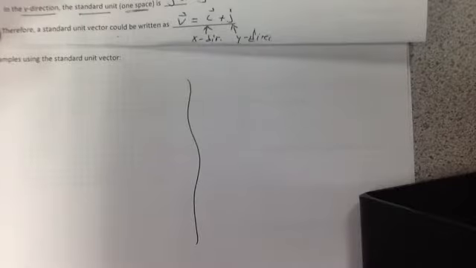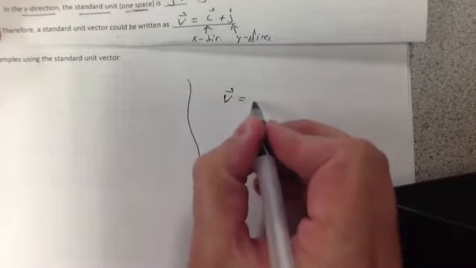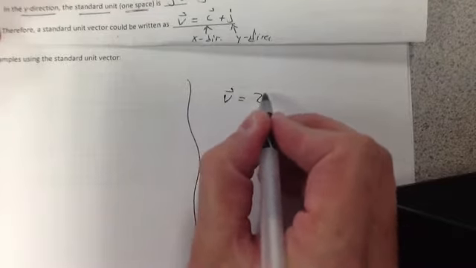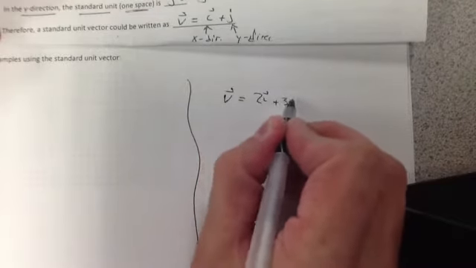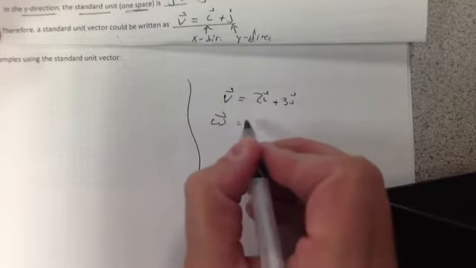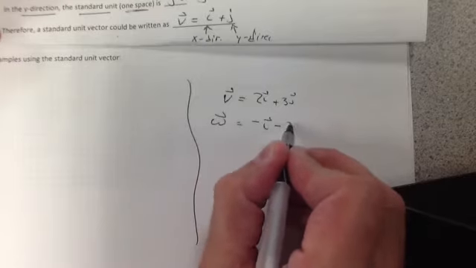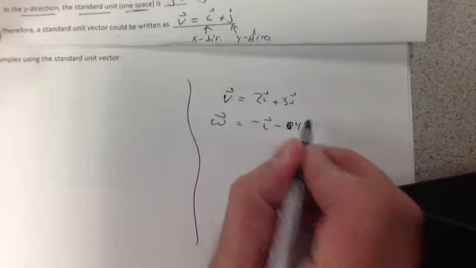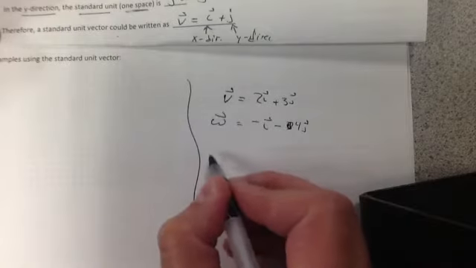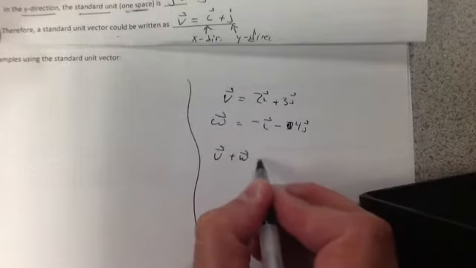We like the standard unit vectors also because it's nice to add them. Let's say we have vector v is the vector 2i plus 3j. And let's say vector w, we'll call it, is negative i minus 4j. Okay? Well, if I want to add them together, what will be vector v plus vector w, it's just adding them together.